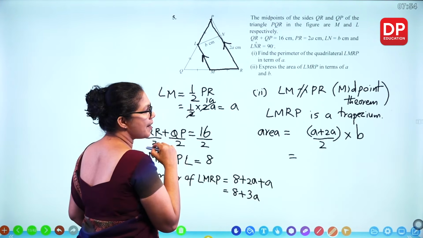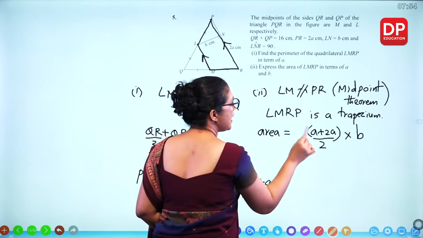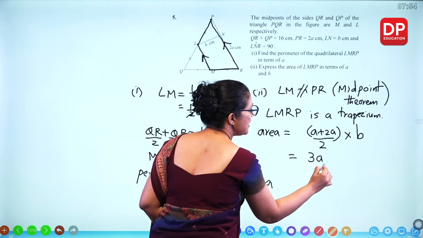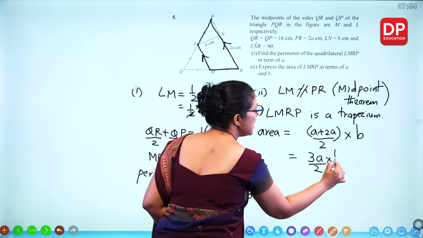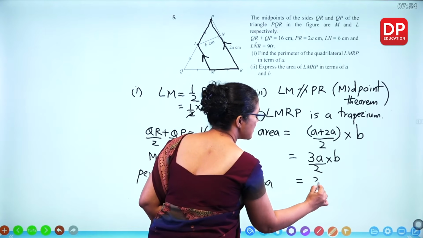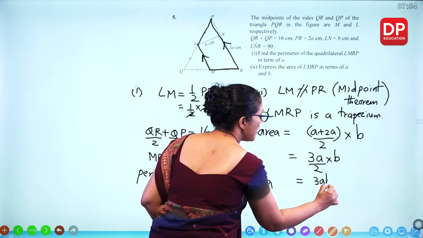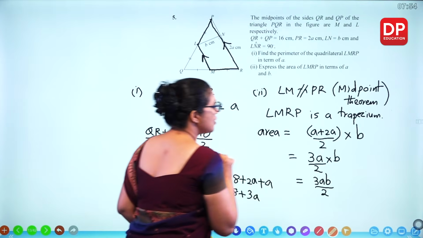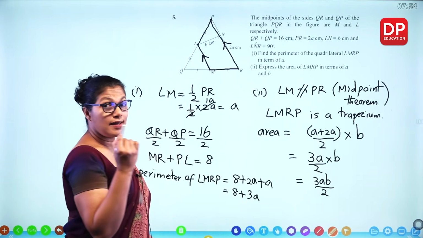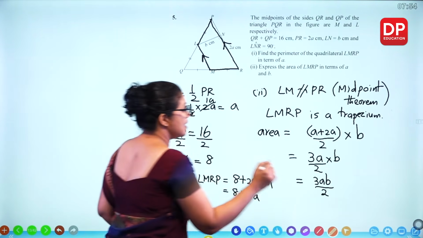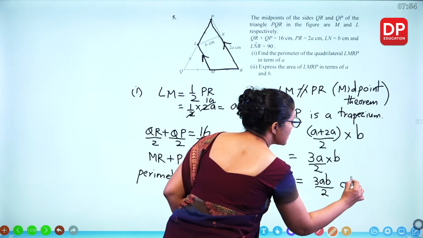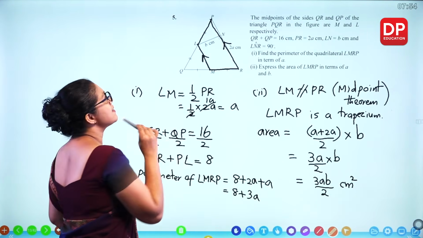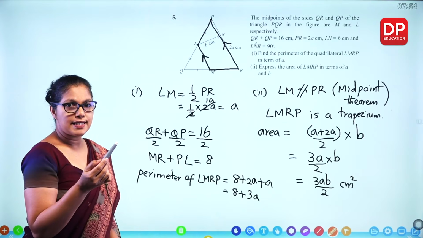So what's the area? A and 2A becomes 3A, divided by 2, into B. So the answer is 3AB over 2. What's the unit? Square centimeters, because all the lengths are given in centimeters.